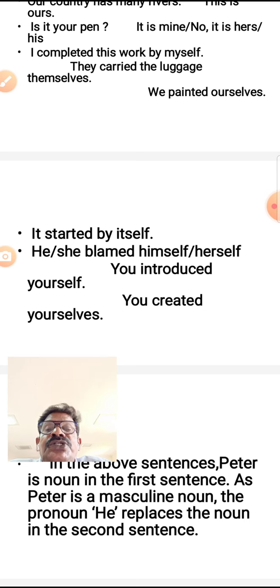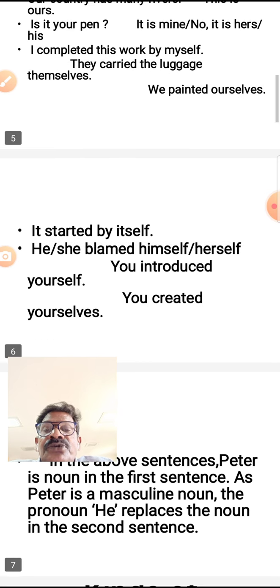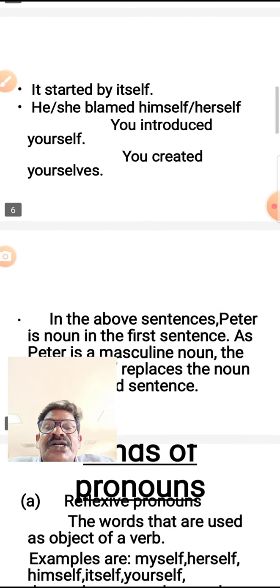You introduced yourself. That means there is no need to introduce yourself, but it is you that introduced yourself at that particular moment. You created yourselves. The problem which you have created by yourself, not others. The problem created not by others. It is you that created the problem yourselves. Okay.